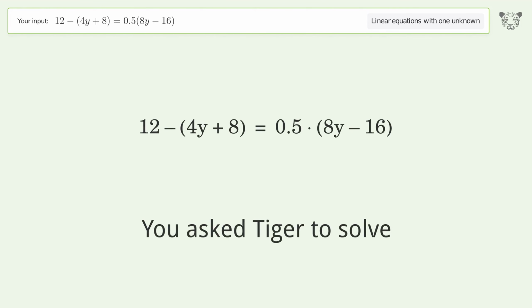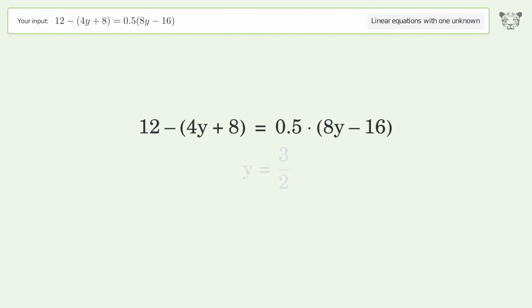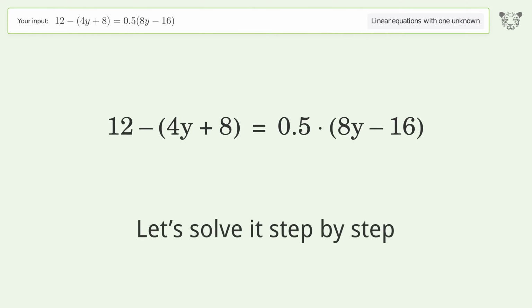You ask Tiger to solve. This deals with linear equations with one unknown. The final result is y equals 3/2. Let's solve it step by step.